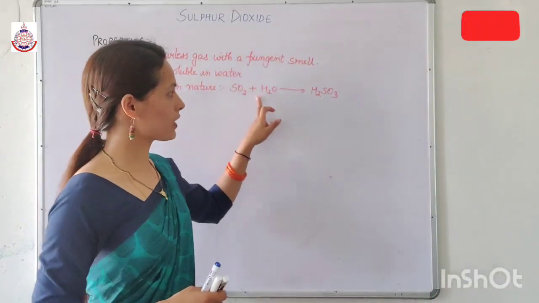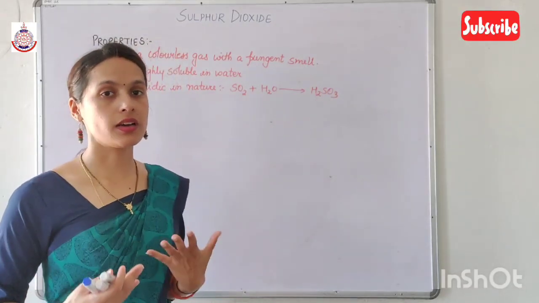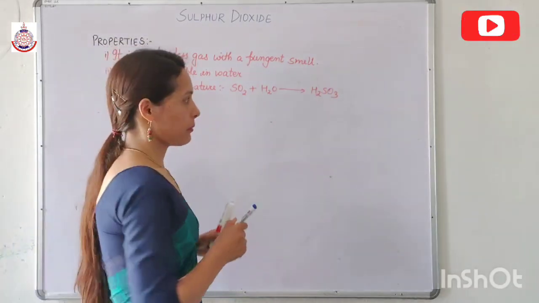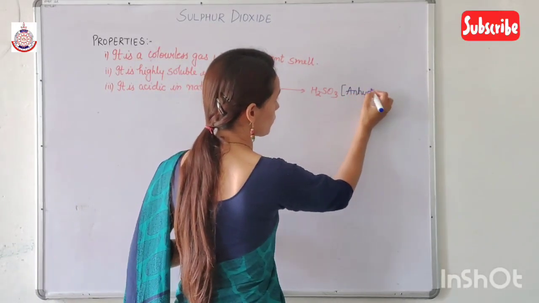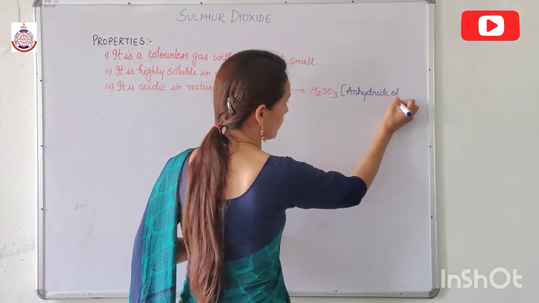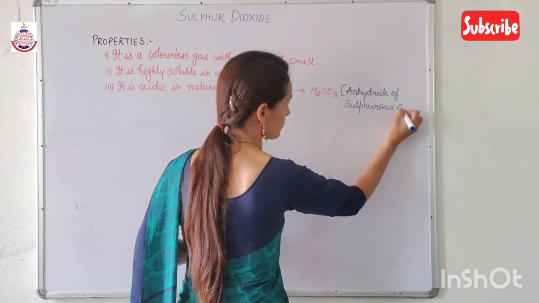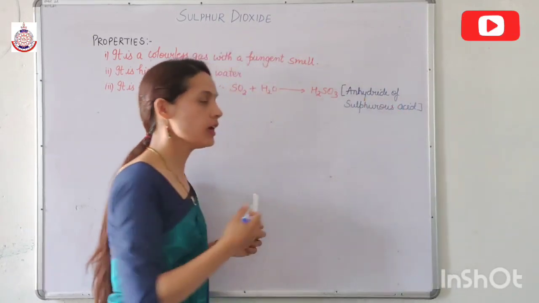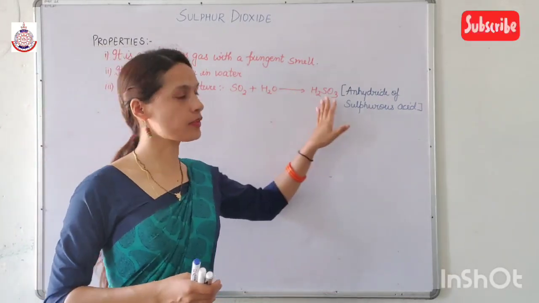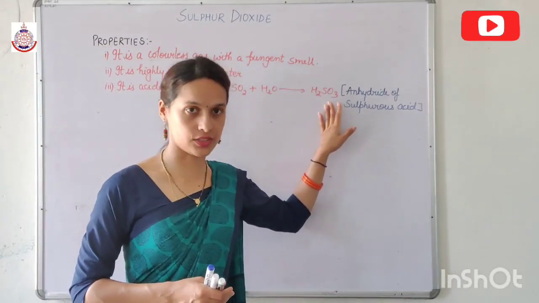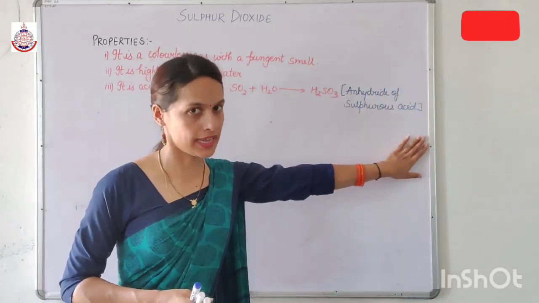So when sulfur dioxide reacts with water, it forms sulfurous acid, and therefore it is acidic in nature. Because of this, it is also known as the anhydride of sulfurous acid, because when it reacts with water, it forms sulfurous acid. It means we can prepare sulfur dioxide from sulfurous acid by dehydration. That's why sulfur dioxide is known as the anhydride of sulfurous acid.